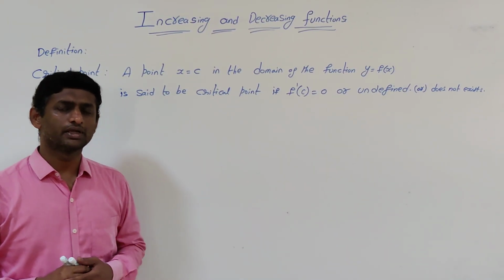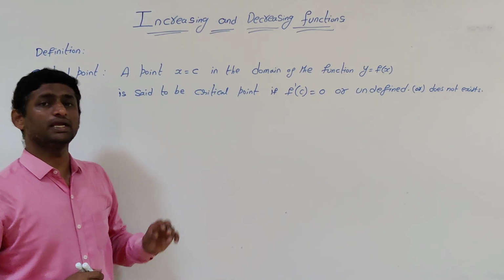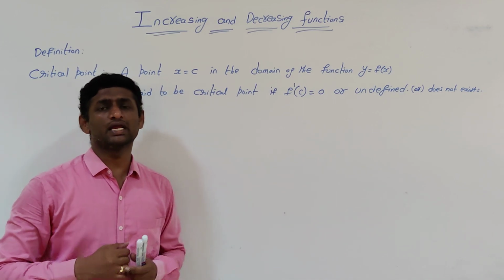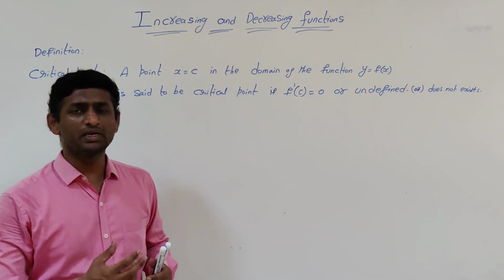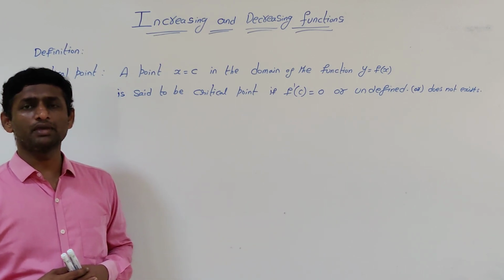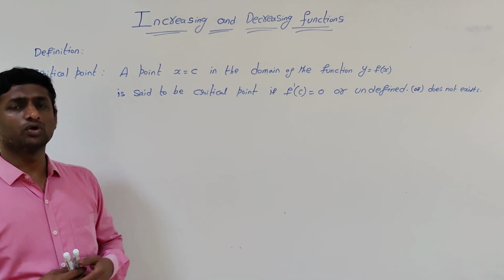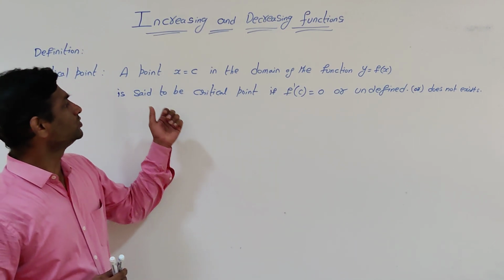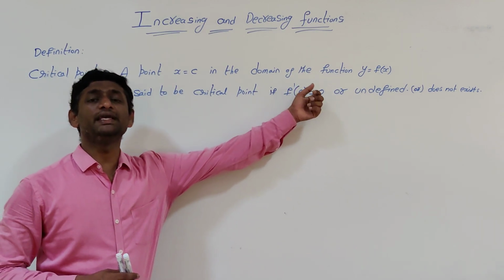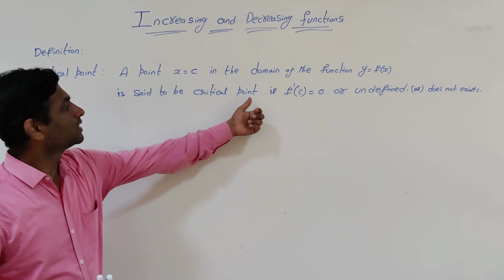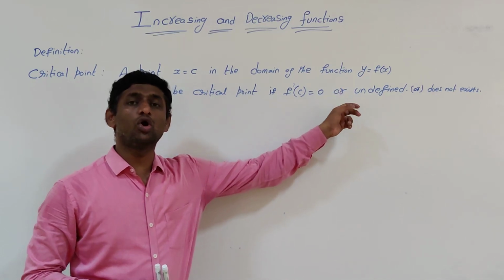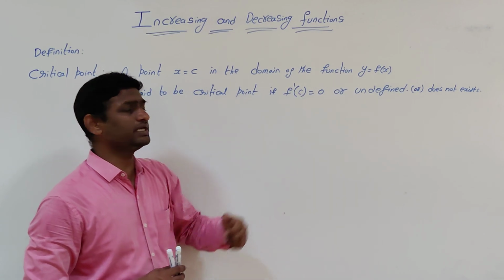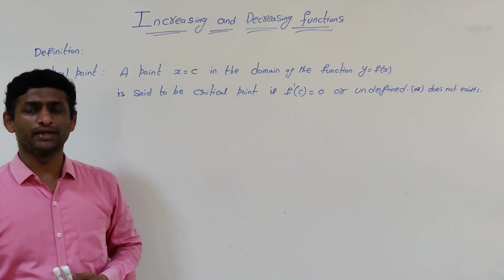Critical point: a point x equal to c in the domain, where the domain may be a closed interval [a, b], an open interval (a, b), or half open or half closed. In between a and b, if there is a point c whose slope is 0, meaning the derivative at c is 0 or does not exist, or undefined, then this point x equal to c is said to be a critical point.